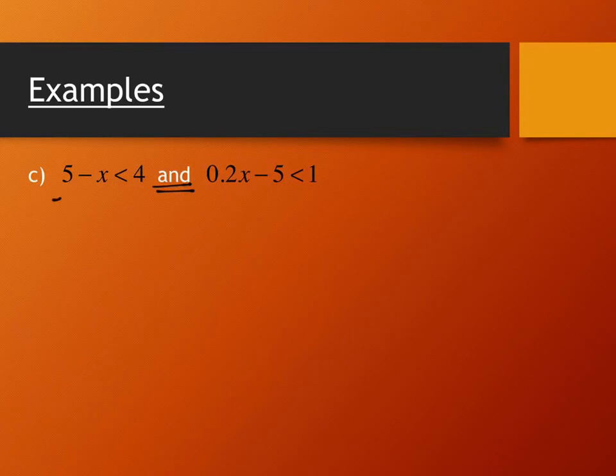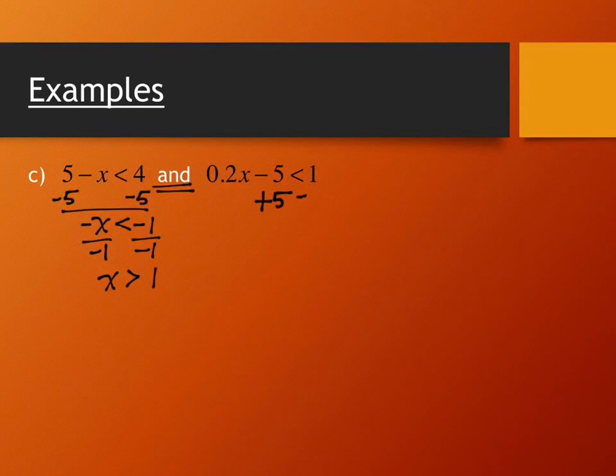So we'll subtract our 5. Negative x on the left. What's 4 minus 5? Negative 1. And then we would divide by a negative 1, which does what to the sign? Flips it. And then negative 1 divided by negative 1 is 1. So I've got x values bigger than 1. Let's do the other one.